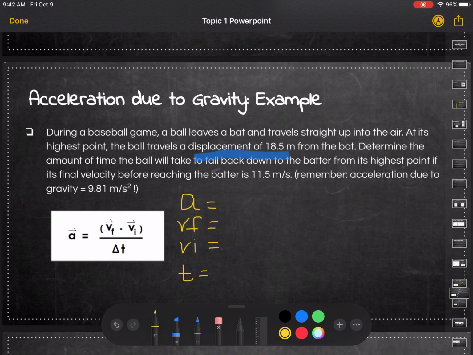Our acceleration, it says right in the question, remember it's 9.81. This is because we have a baseball falling from the sky. What goes up must come down, and once it gets to its very highest point, it's going to start changing directions and start falling back to the earth. In doing that, it falls at a 9.81 meters per second squared acceleration. Okay.